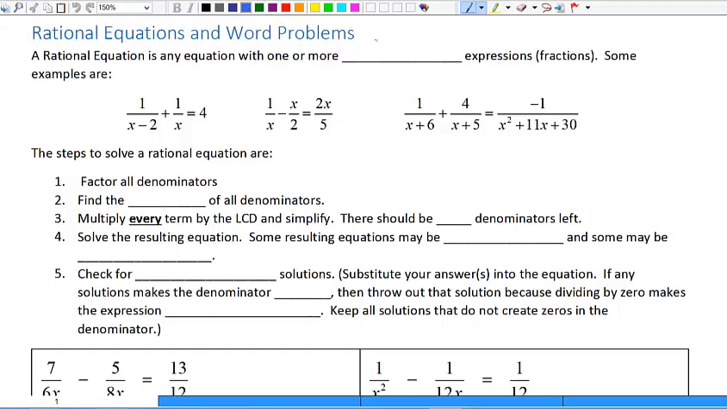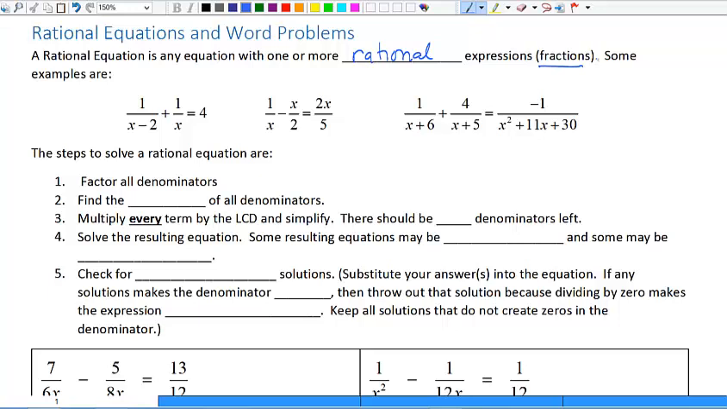Today's lesson is on rational equations and their word problems. A rational equation is any equation with one or more rational expressions in them. And to remind you what that is, that's any expression with a fraction, x is in the numerator and/or denominator. Here are some examples. Notice that each one of them has fractions in their equations, and x is in the numerator and/or denominator.